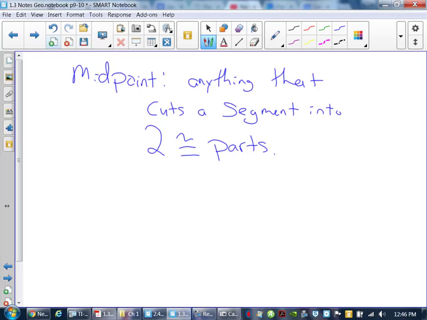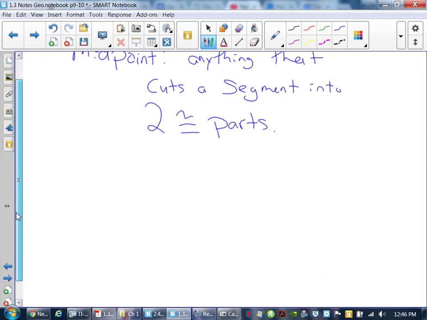When you put something in the middle of something, there's 2 halves. 2 halves make the whole. And the reason why I say anything is because it could be a point, it could be a segment, it could be a ray, it could be a line, it could be anything. A midpoint just happens to be the place that creates the 2 parts that are the same on both sides. What we do is, we do it via a diagram.